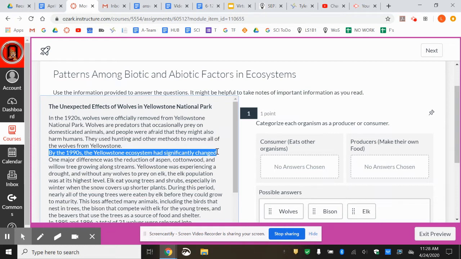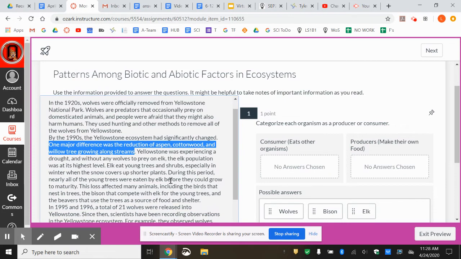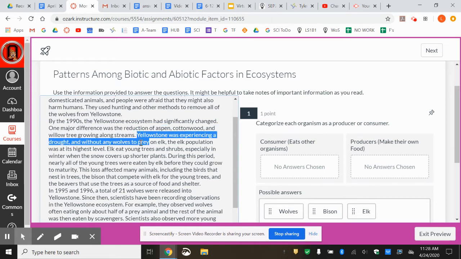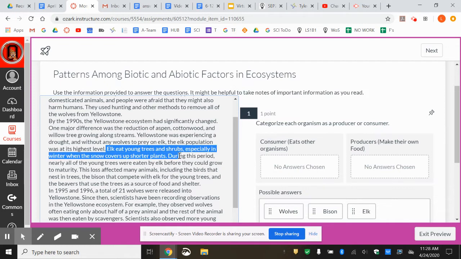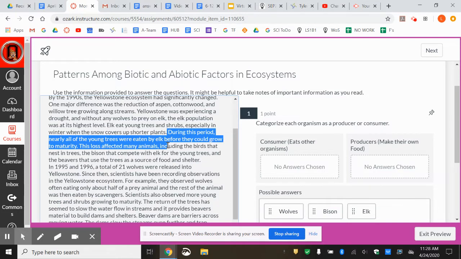By the 1990s, Yellowstone had significantly changed. One major difference was the reduction of aspen, cottonwood, and willow trees growing along streams. Yellowstone was experiencing a drought, and without any wolves to prey on them, the elk population was at its highest level. Elk eat young trees and shrubs, especially in winter when the snow covers up shorter plants. During this period, nearly all of the young trees were eaten by elk before they could grow to maturity.